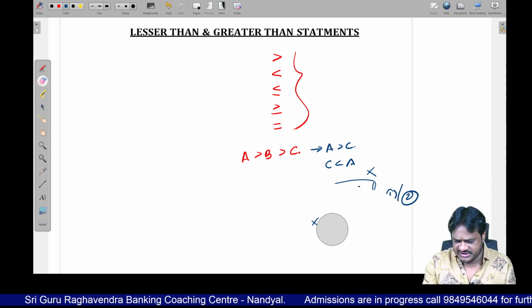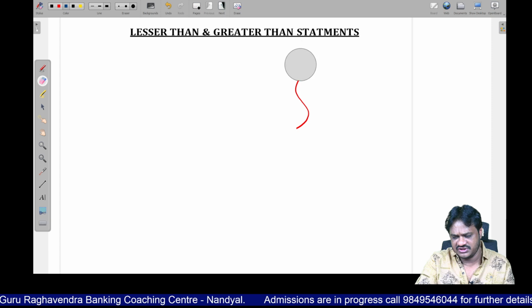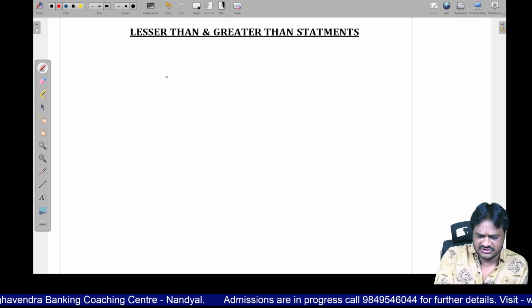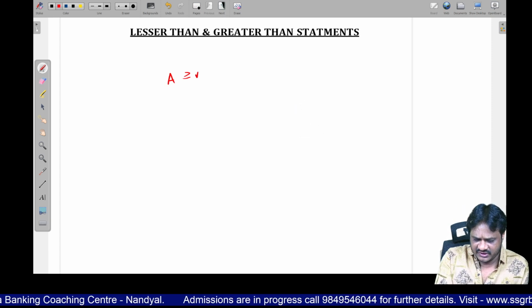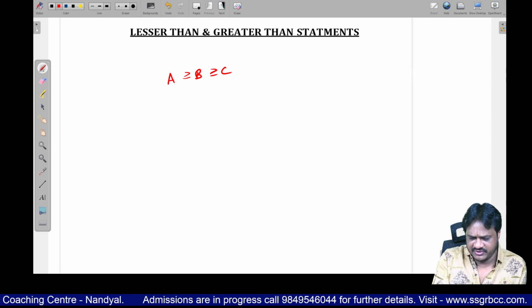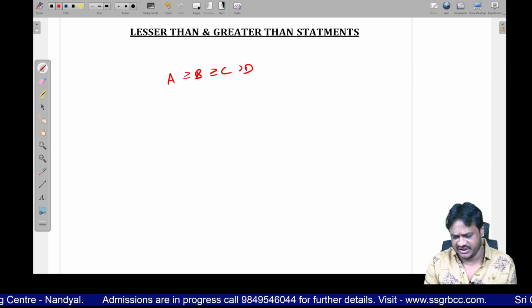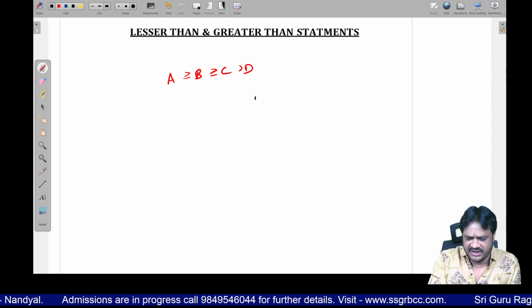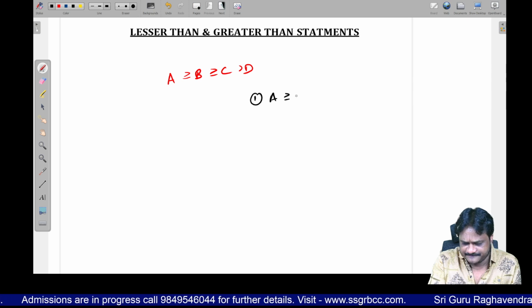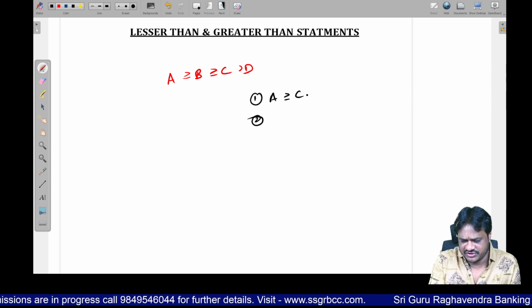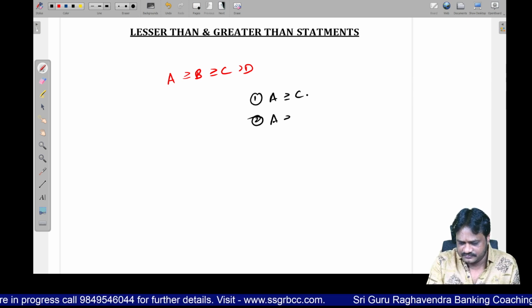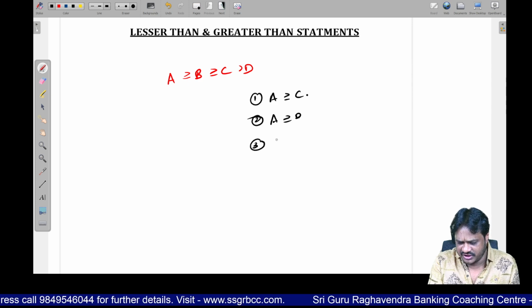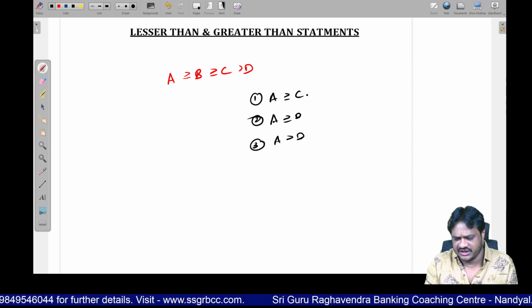Now, I will discuss some 3 or 4 examples. After that, we will go straight to the questions. For example, A greater than or equal to B, B greater than or equal to C, C greater than D. This is our question. Now, I am writing some conclusions. First one, A greater than or equal to C. Second one, A greater than or equal to D. Third one, A greater than D.